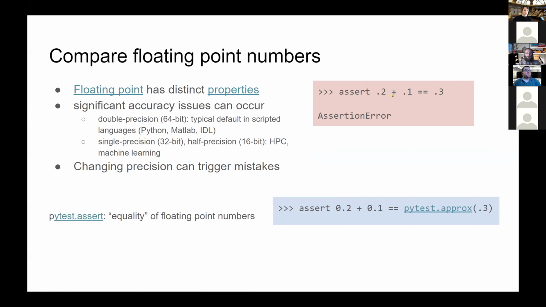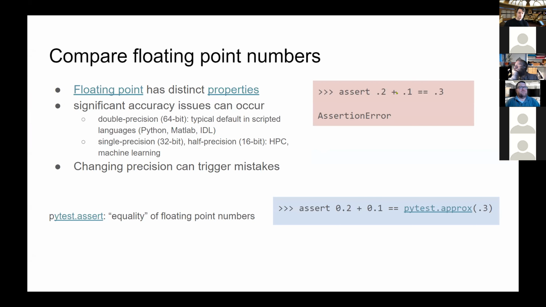This is especially true once you get in. What you may or may not realize is that in a lot of our scripting languages, like Python, the default is double precision, 64-bit floating point. So you can get away with a lot of things. You can find these clever corner cases where 0.2 plus 0.1 is not exactly equal to 0.3. This becomes much more of an issue when you go to single precision.